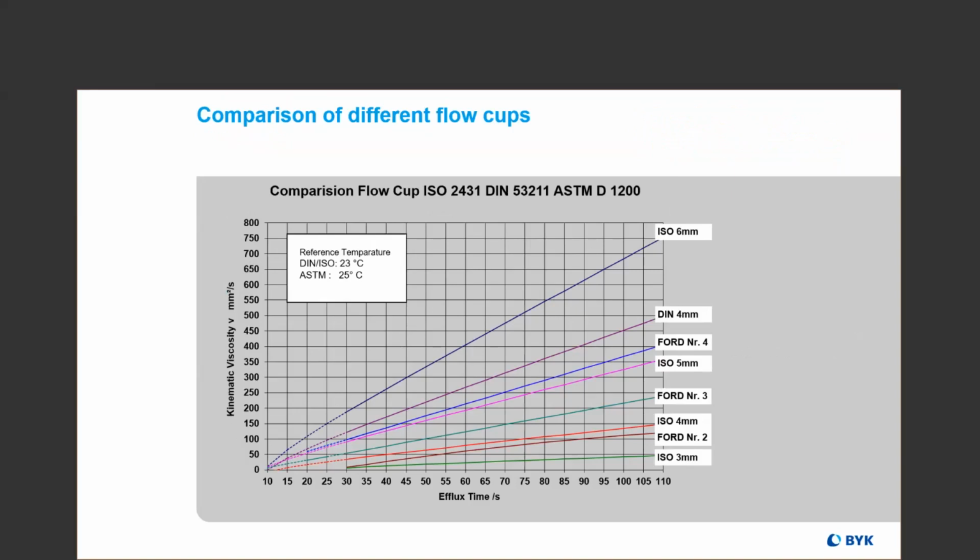So here's a comparison of different flow cups and how the efflux time relates to the kinematic viscosity. Now remember, these cups have different orifice sizes, so with different cups, the liquid will flow out quicker or more slowly depending on the orifice size. And so for the thickest liquids, in order to maintain that laminar flow requirement, you'll want to use a cup like the ISO 6 millimeter that has a larger orifice, so you can get a smooth flow of liquid out the bottom. And for less viscous liquids, you'll want something with a smaller orifice so that the liquid doesn't flow out too quickly, and you can get more precise results.